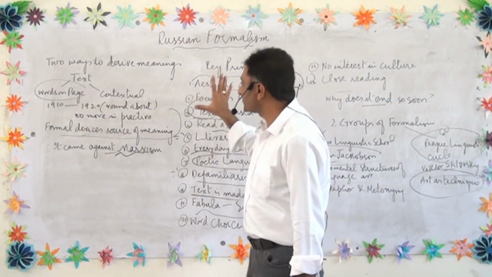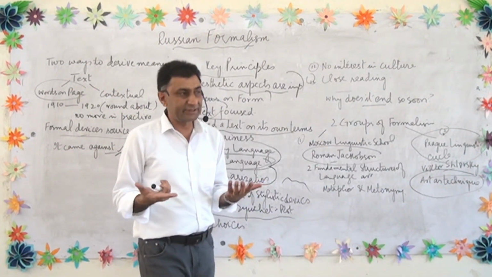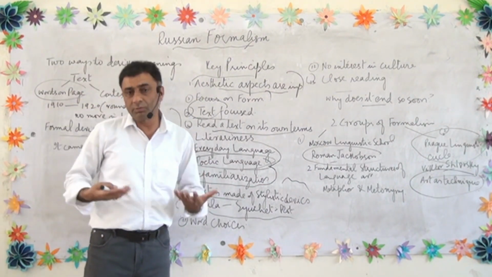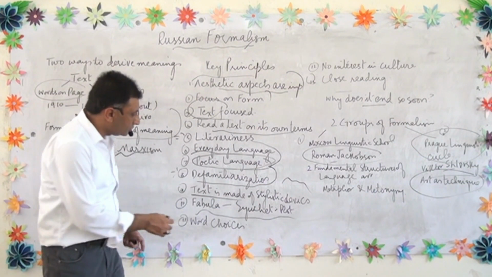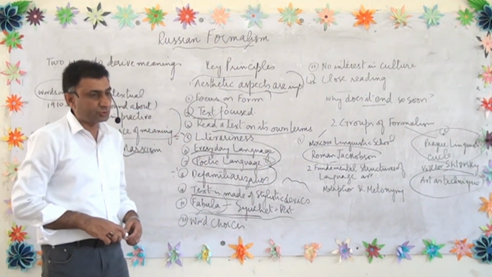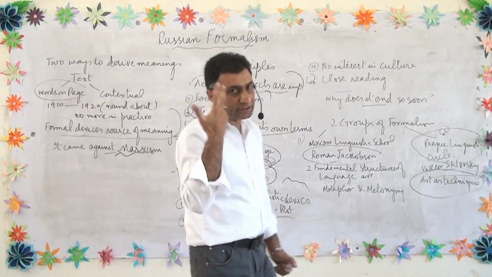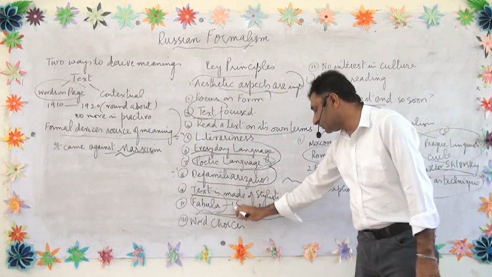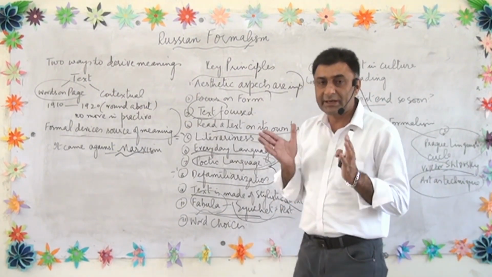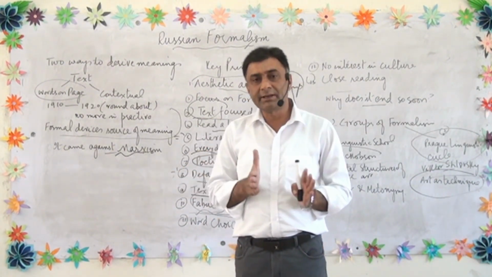Mostly this Russian formalism was related with poetry, how to analyze poetry. But if you want to understand a drama, novel or short story, these two terms are very important. Fabula means just story; any story can be called fabula. Whereas sujet means plot. Plot means beginning, middle and end.